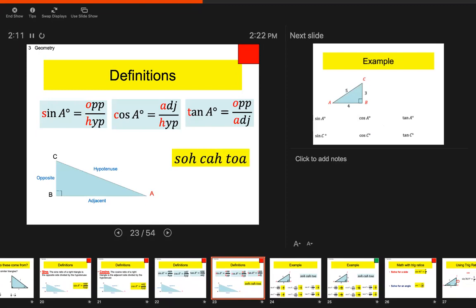So CAH, because you'll forget where the A goes. You won't forget the TOA, that makes sense, but you'll forget which one has the A, the SOH or the CAH. So if you pronounce it and put emphasis on the CAH, you won't forget that it's the cosine that gets the adjacent. All right, so this is the saying.